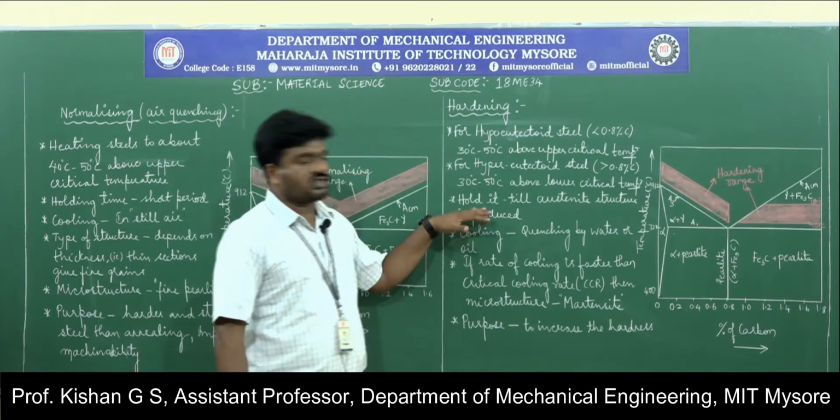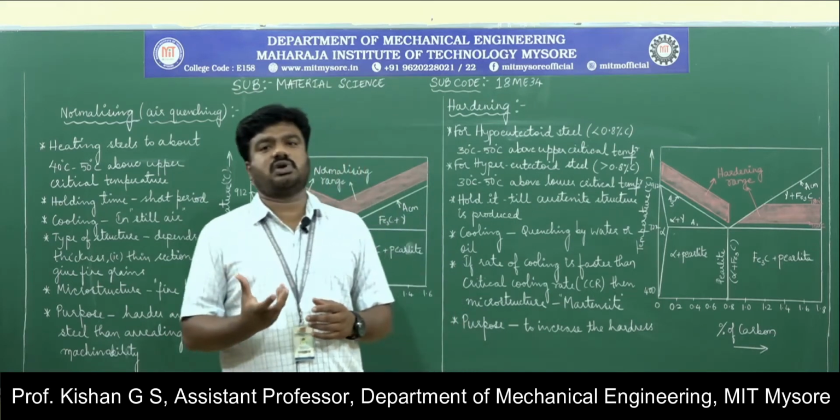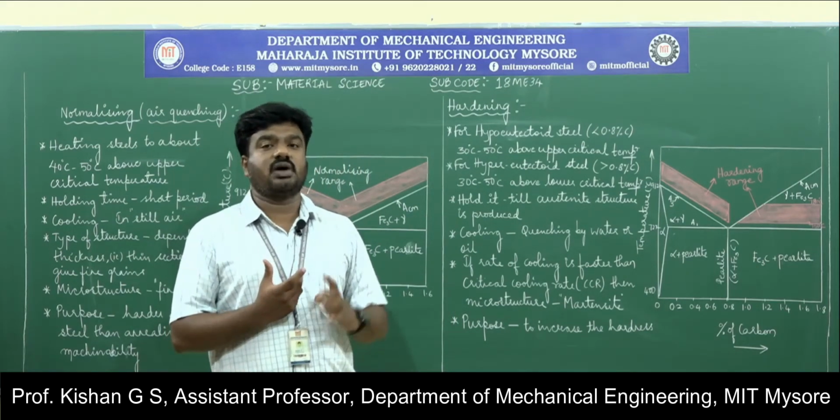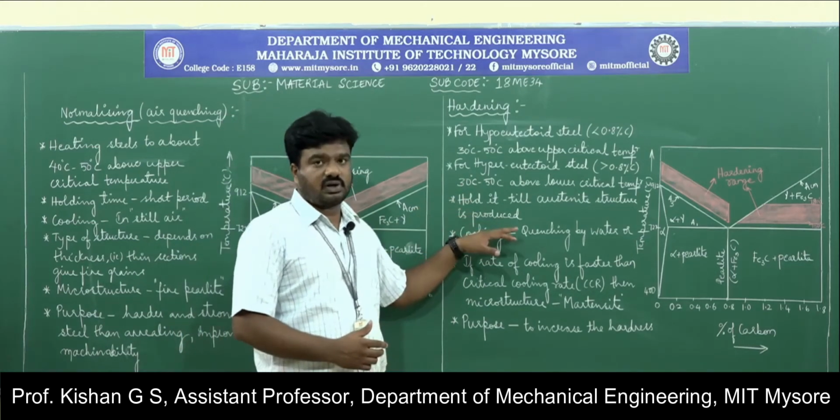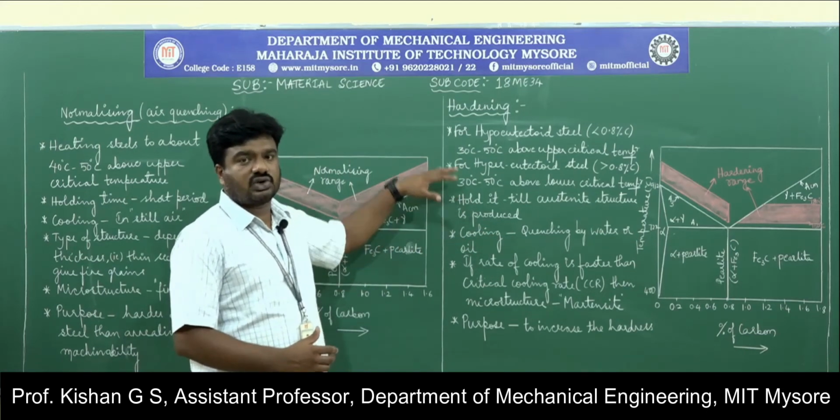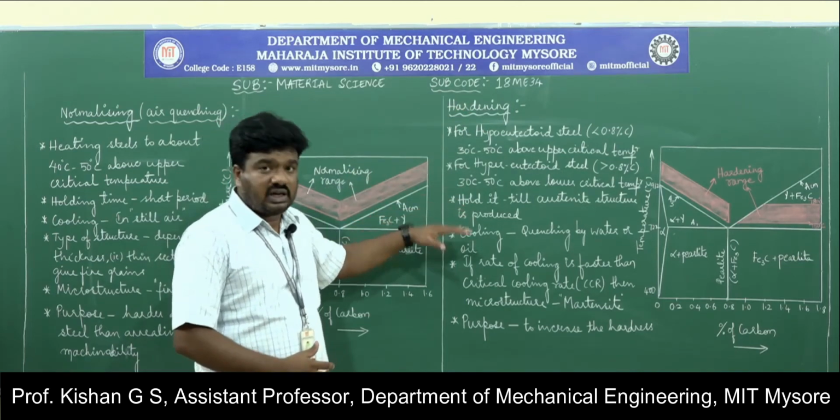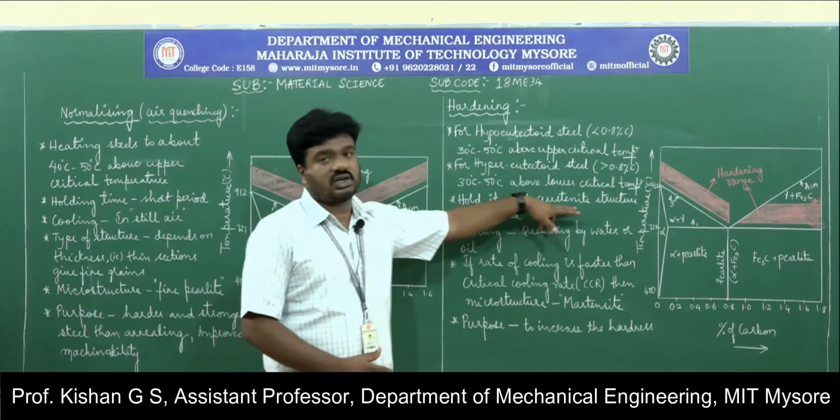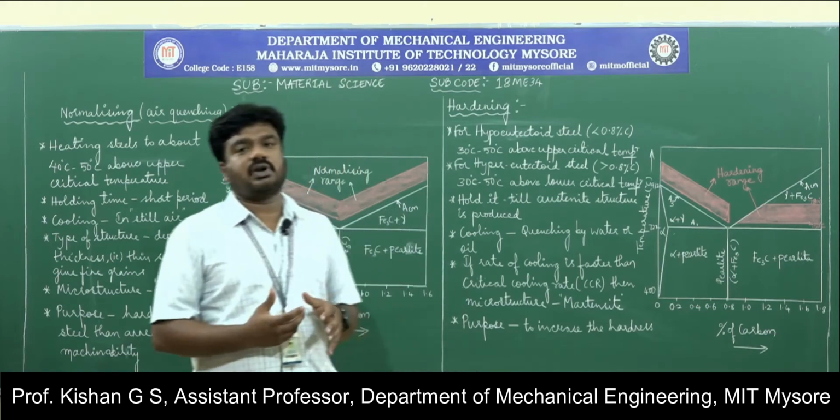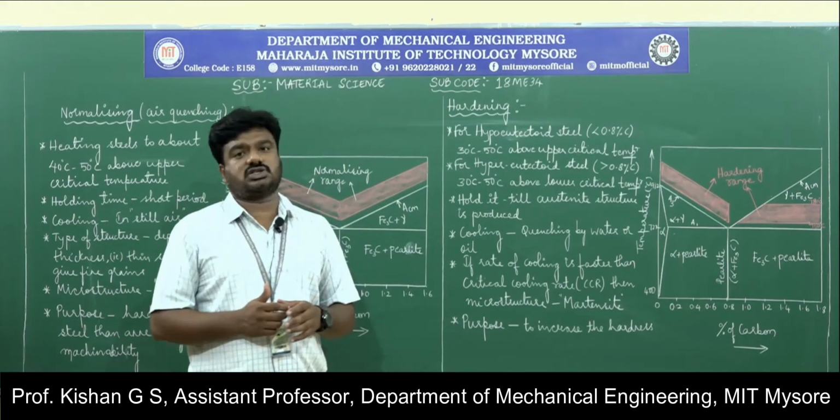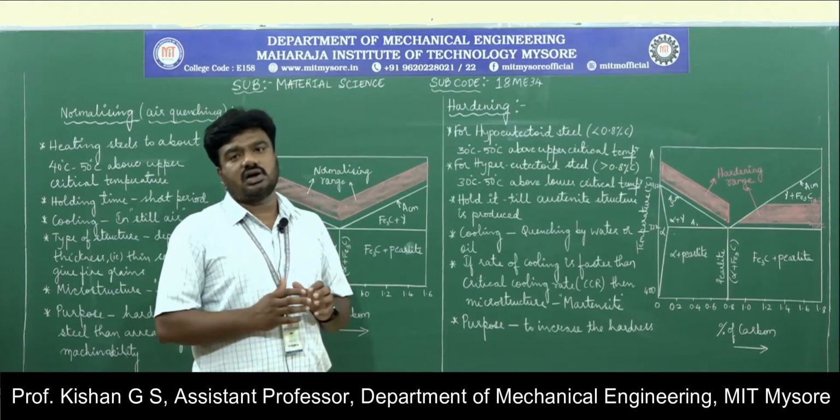Okay, next comes the concept of holding time. In the case of normalizing, you hold the entire specimen in the normalizing range for a very short period of time. Whereas in the case of hardening, you have to keep the specimen at the temperature, considering the hypoeutectoid or hypereutectoid range, till the austenite structure is produced. Until the austenite structure is produced, the specimen or material is to be held in that particular temperature range.